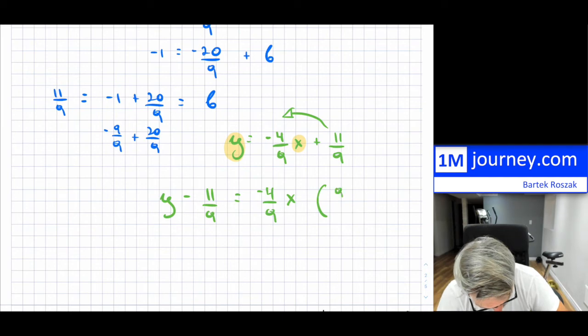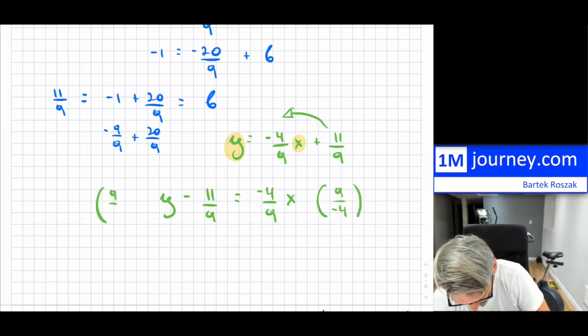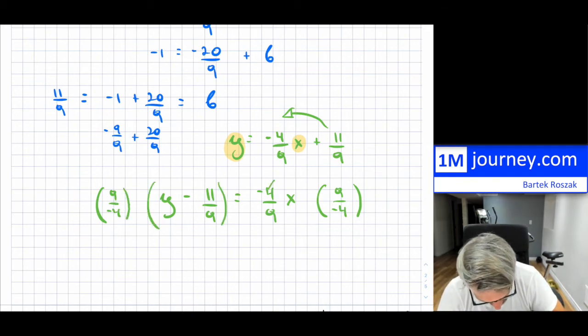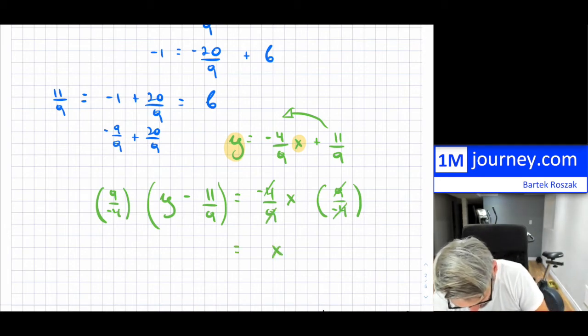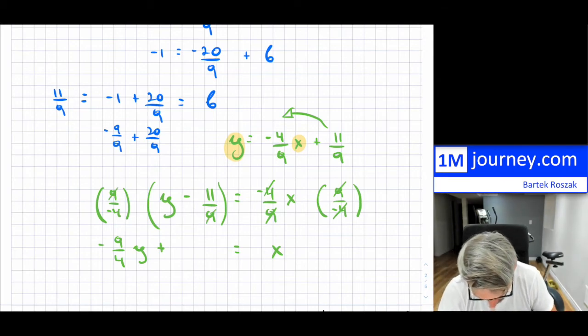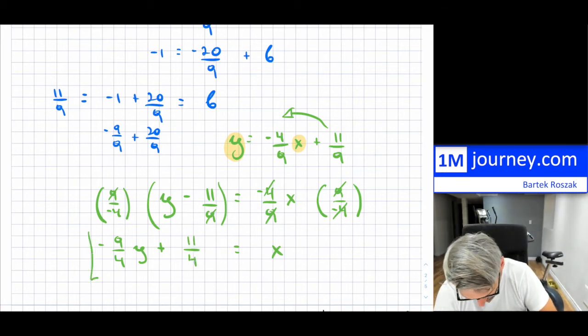It's going to look a little ugly in here. I'm going to multiply both sides in this way, so that gets rid of this. So I basically re-isolated this. Now what I have is negative 9 over 4y, and this is going to become positive. These 9s will cancel, and I'm going to have 11 over 4. All right, so here is my inverse.